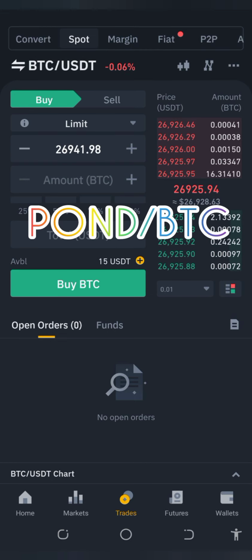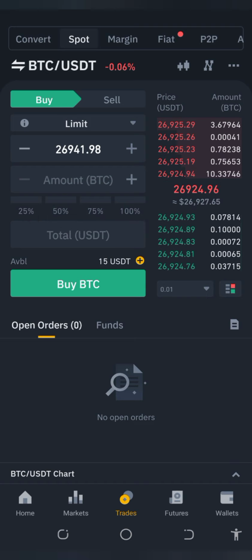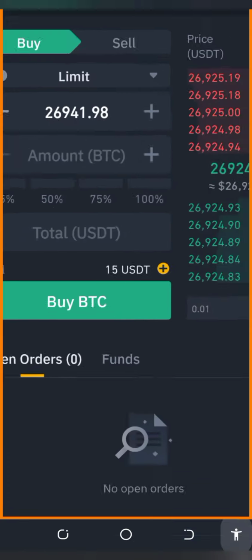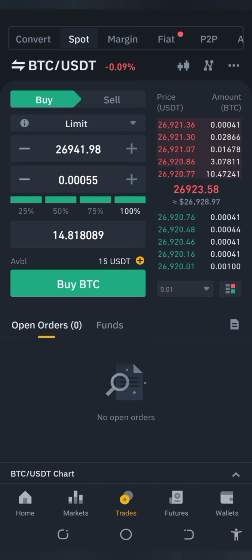So it's pound BTC and pound USDT. But first, we need to get BTC. So here we have 15 USDT that we want to change to BTC. Now, the reason why I'm separating it is so that I can see the exact amount that is picked up, and whatever that exact amount is, that's what we're going to use for the USDT pair. All right, so let's go ahead and do this. Let's see what we get.